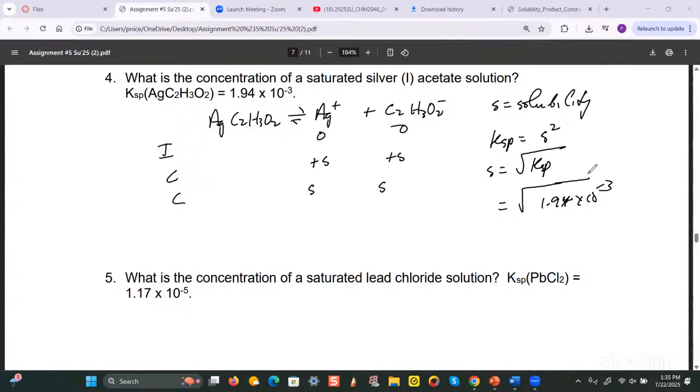Let's see what that gives. 1.94 times 10 to the minus 3, square root of that. So according to my calculation, this will be equal to 0.044, how many sig figs? 3 sig figs. So another 0, and this will be M. And that's how that is done. All right. Any questions about this one?